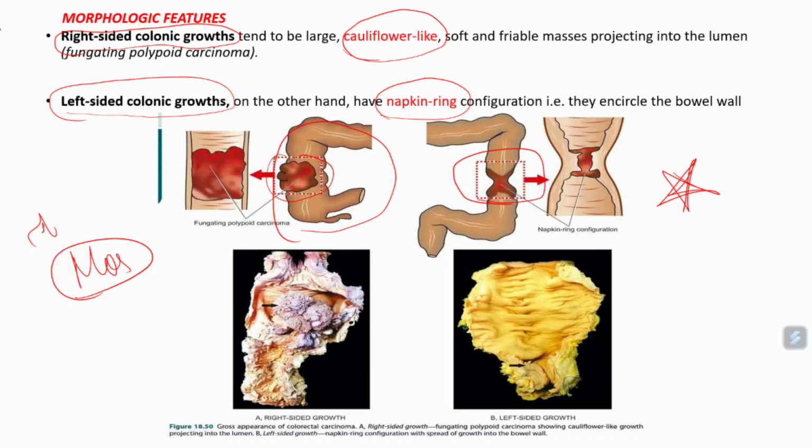These two are very, very important features which can be seen in colorectal cancer. Remember, right-sided colonic growth is particularly seen in the ascending colon, and left-sided growth can be seen in the descending colon. Okay, on the left side, napkin ring type of obstruction is seen, and on the right side, cauliflower type growth can be seen. You can see in the image also, this is called cauliflower type growth, and this is napkin ring type. Okay, growths are seen in the right-sided and left-sided colon.